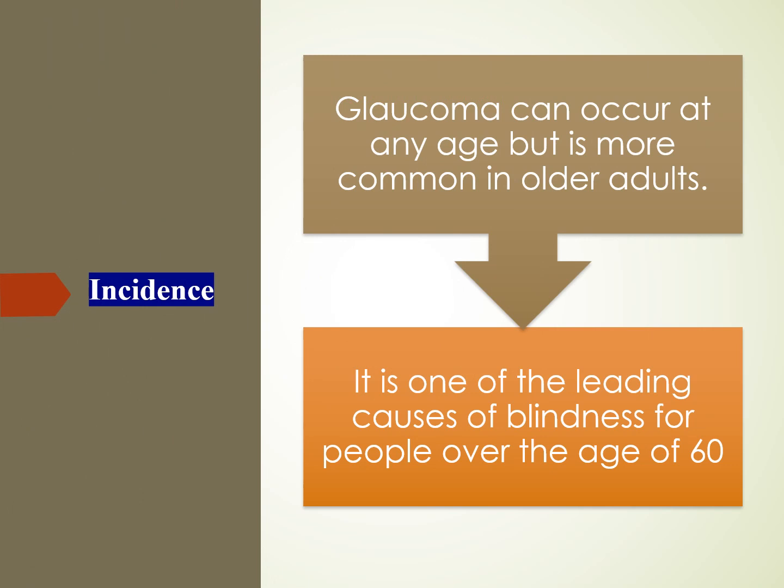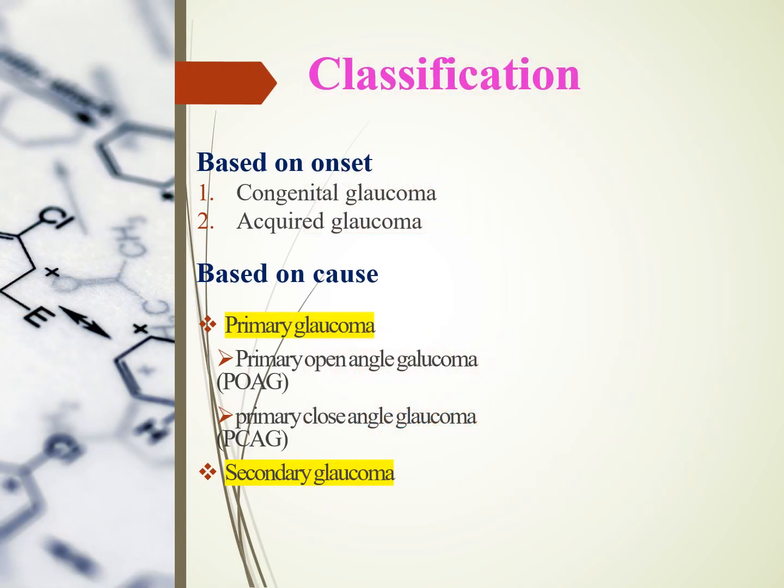Incidence. Glaucoma can occur at any age but is more common in older adults. It is one of the leading causes of blindness for people over the age of 60. Classification. Based on onset: congenital glaucoma, acquired glaucoma. Based on cause: primary glaucoma, primary open angle glaucoma, primary close angle glaucoma, secondary glaucoma.